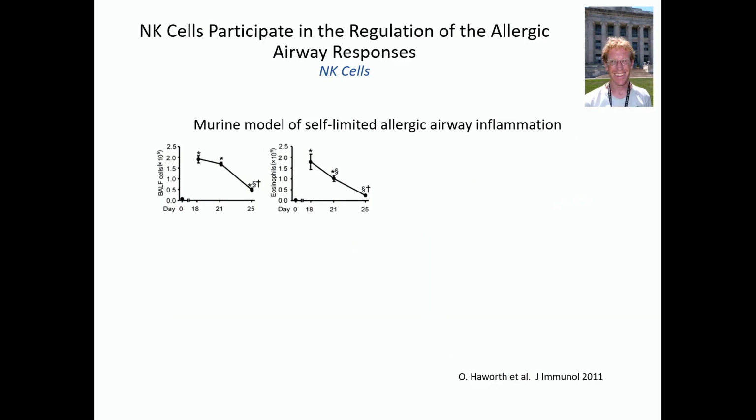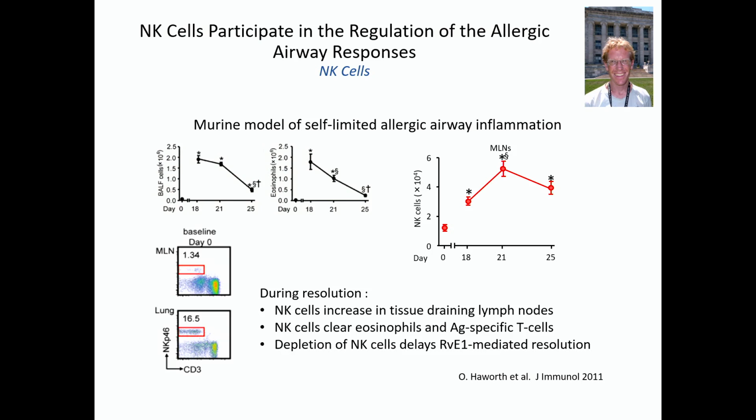So we've looked at several different mouse models of allergen-induced lung inflammation, and in work with Ollie Haworth, here pictured, when he was in the lab, we did an exhaustive survey of, as we stop giving allergen and the eosinophilia in the lungs is decreasing over the course of a week, what is increasing? What is helping to clear these cells? And it turned out, to our surprise, that CD3 negative NKp46 positive cells, natural killer cells, were doing this.